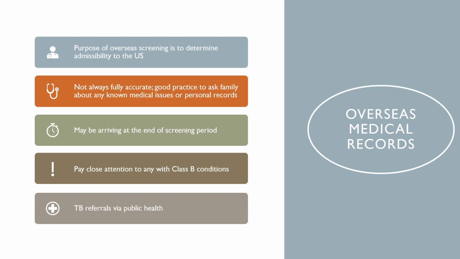The case might be arriving at the end of the screening period, and we highlighted where to look for that information on the screening records. Pay close attention to any with Class B conditions. We talked about how being a Class B in and of itself doesn't necessarily mean a case is complex, but it's a good place to start when you're trying to determine this. And then TB referrals will occur via the public health department or the medical screening. And we saw what a Class A and Class B TB case look like.